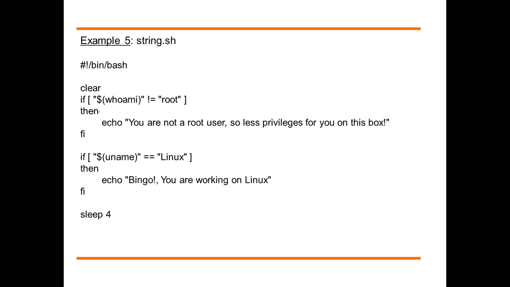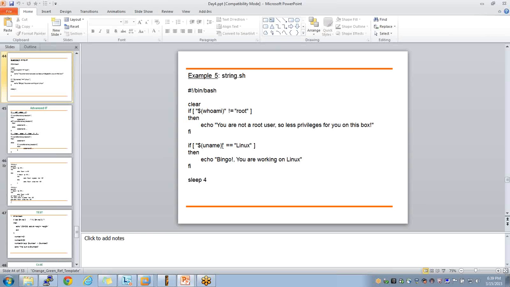So here in this example 5, we are doing a string comparison with equal and not equal symbols. So there are two ways, right? If I want to execute a Unix operating system command, I can put it in single quotes. So I should have written here.